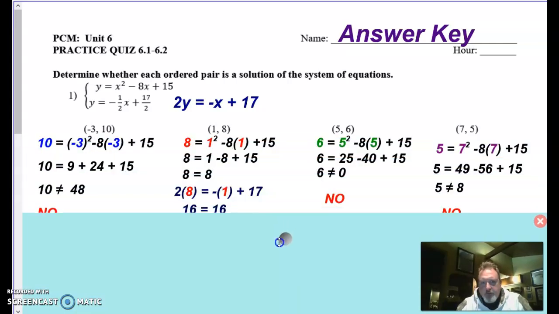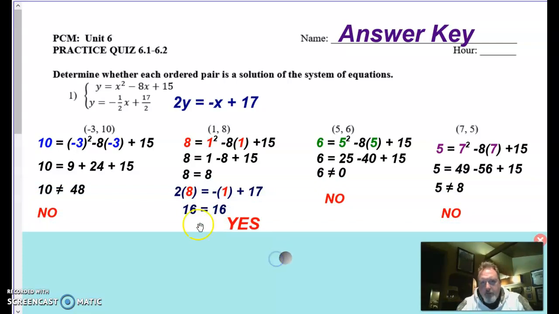So if we look at this first one here, when I plug the ordered pair -3, 10 into the first equation, it does not work. 10 does not equal 48. I don't even have to check the second equation at that point. The same thing happens for the third and fourth ordered pairs. When you plug them into the first one, it didn't work for either one, so at that point you're done.